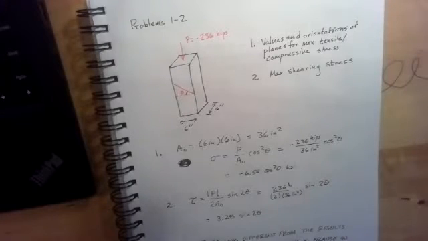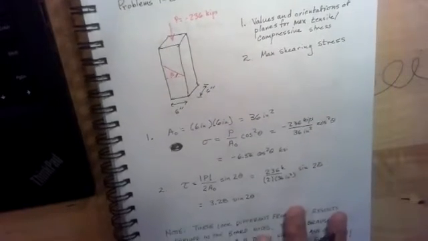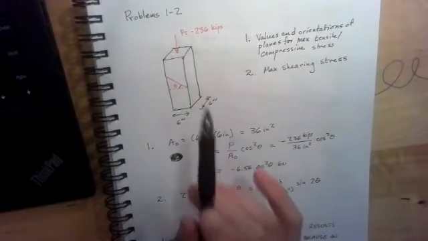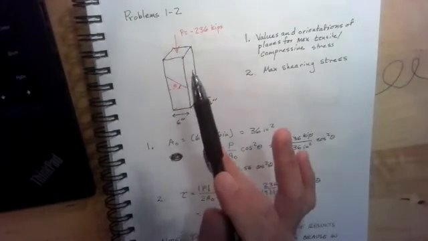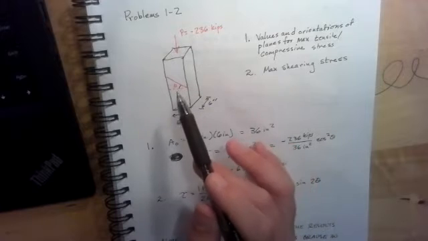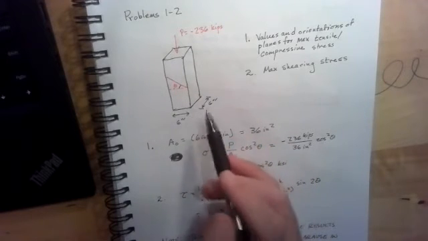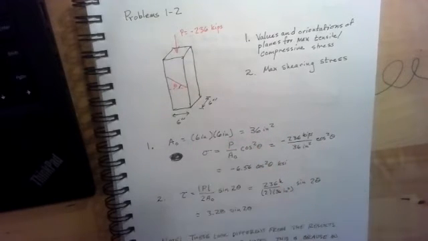Hello, this video is to help you with homework problems 1 and 2 on homework number 8 for the course. In this particular problem, we have a granite column. We don't know how tall it is, and that doesn't really matter. It doesn't really matter that it's granite either. What matters is that it's 6 by 6 in its cross section.